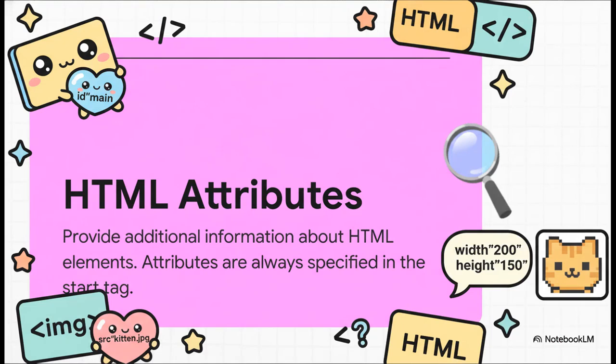Okay, next up, attributes. These are little bits of extra information you add to an element's opening tag. They give the browser more instructions. For example, it's not enough to just say, I want an image here. You have to tell the browser which image, right? That's where attributes come in.